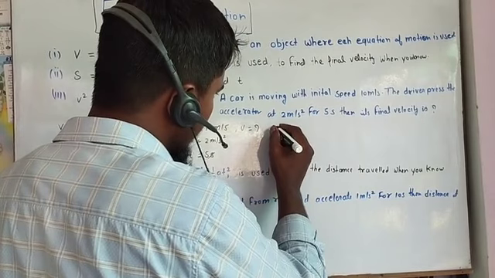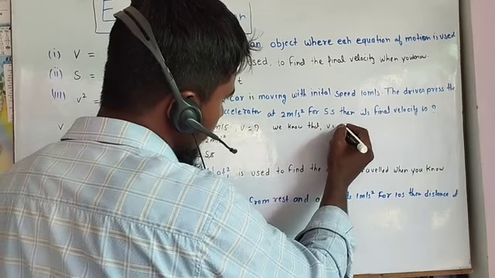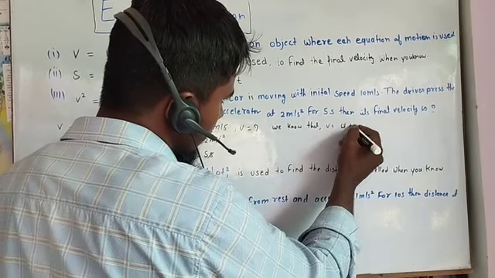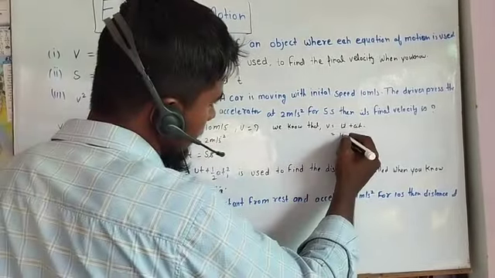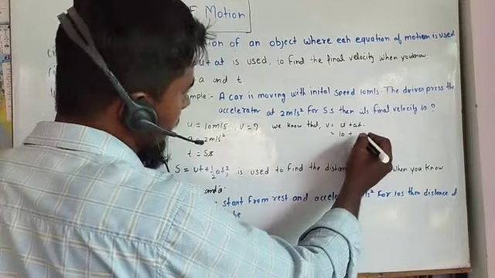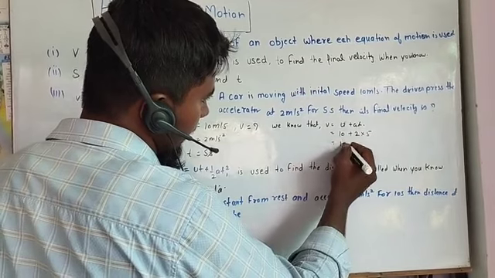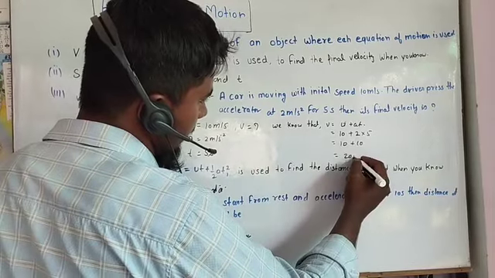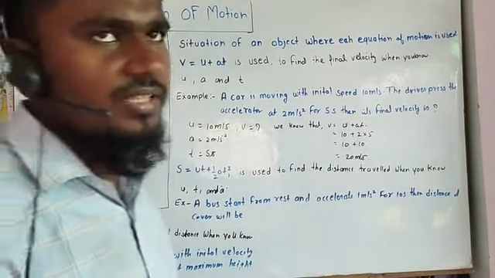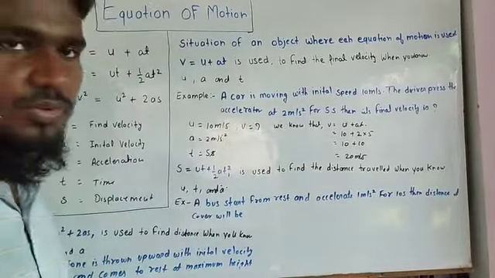So we know that v is equal to u plus at, where u is given as 10 meter per second, a is given as 2 meter per second square, and t is given as 5 seconds. 5 twos are 10, 10 plus 10 is 20, and the unit of velocity is meter per second. So this is the solution of this question, how we use the first equation of motion.